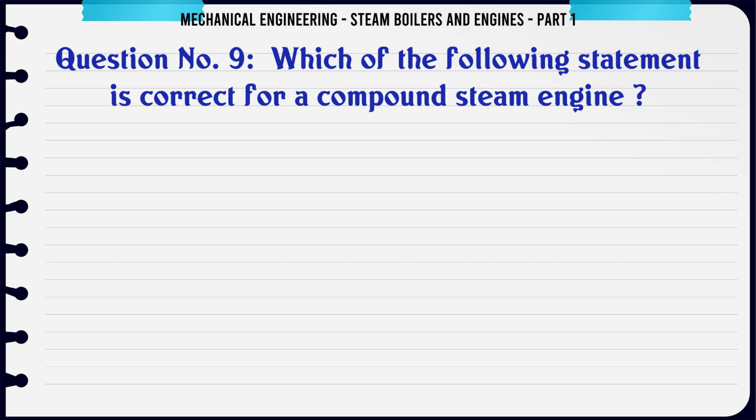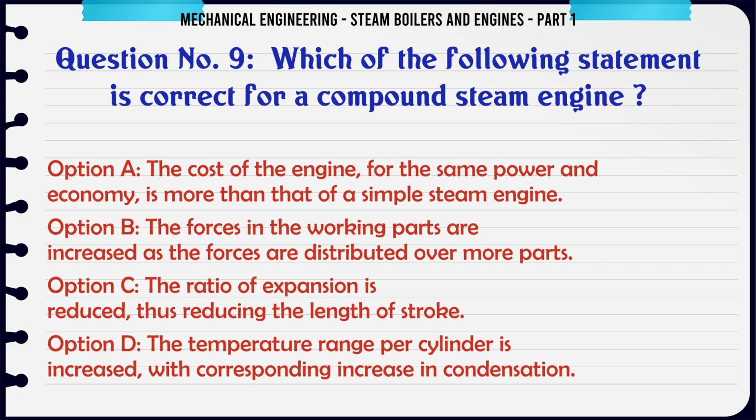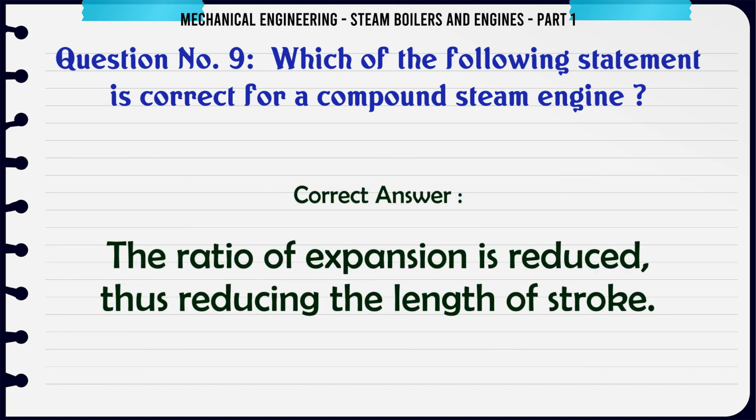Which of the following statements is correct for a compound steam engine? A. The cost of the engine for the same power and economy is more than that of a simple steam engine. B. The forces in the working parts are increased as the forces are distributed over more parts. C. The ratio of expansion is reduced, thus reducing the length of stroke. D. The temperature range per cylinder is increased with corresponding increase in condensation. The correct answer is the ratio of expansion is reduced, thus reducing the length of stroke.